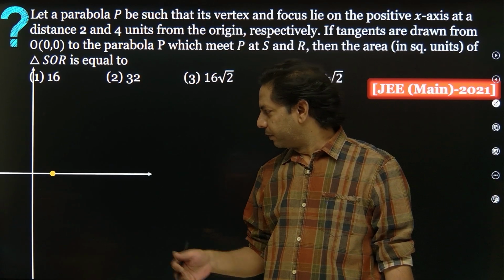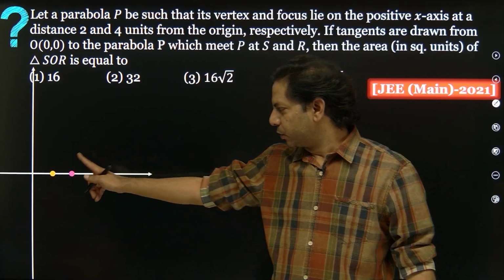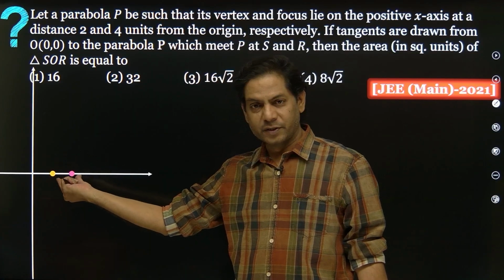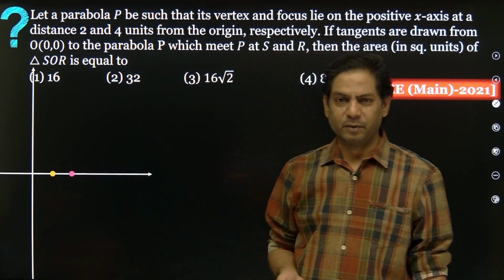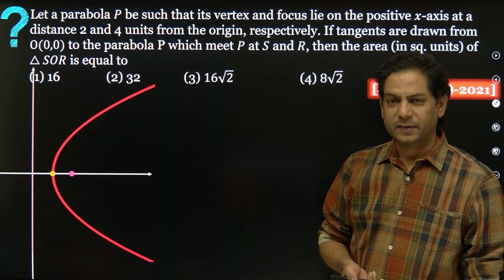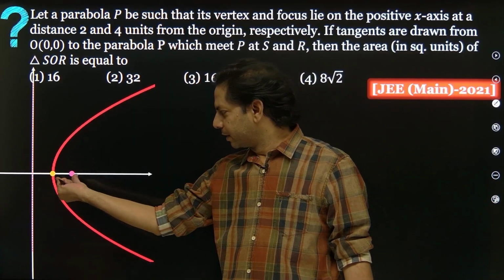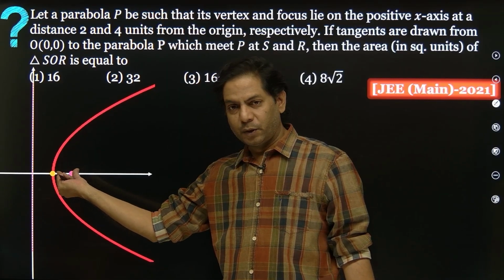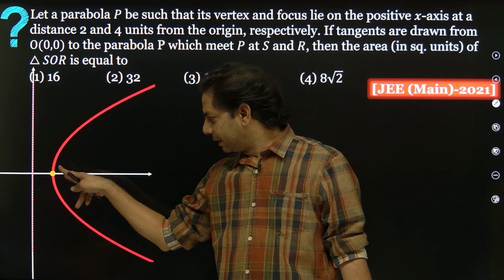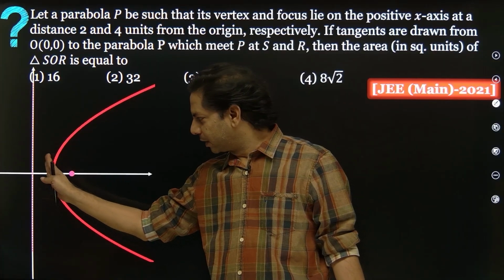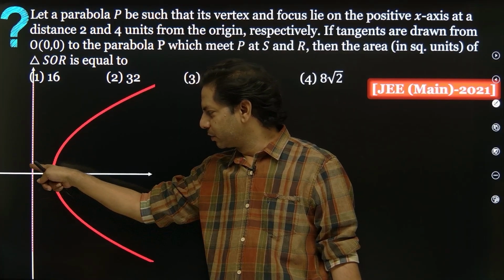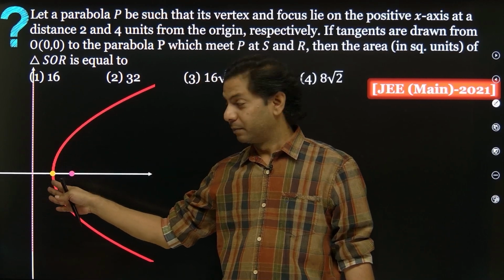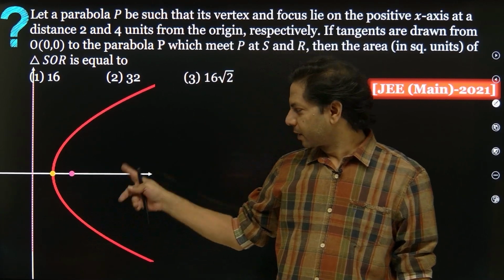Let's take the help of a diagram. This is 2, 0, this is 4, 0. Vertex, focus, the distance between focus and vertex. Let's draw the parabola first. This is the parabola. Vertex, focus, and the distance between the two is equal to 2. So this gap is 2. So 2 units on the left-hand side of 2, 0 will be 0, 0. The directrix will be passing through this point. That means the y-axis is the directrix.